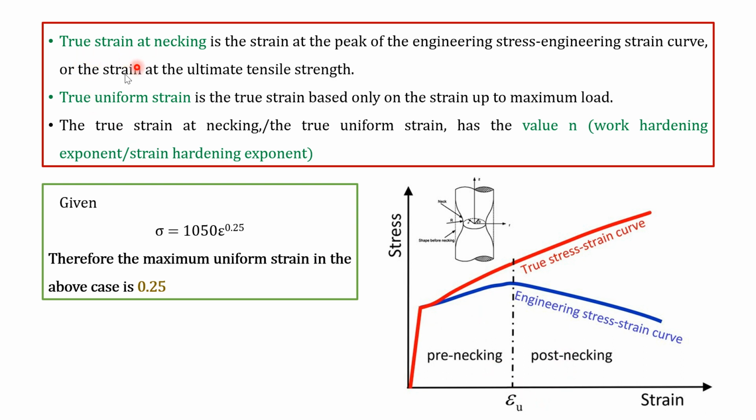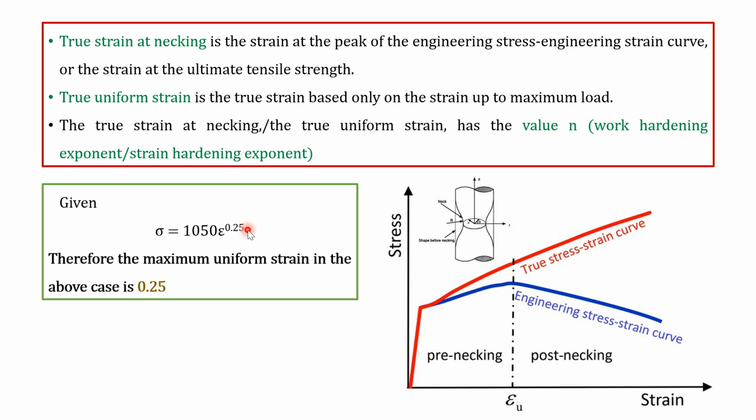So, for this particular problem we need to know two things. First, what is true strain at necking or true uniform strain? They're actually the same thing. That is the value of strain at the ultimate tensile strength. And what will be the value of the strain? It will be equal to the work hardening exponent or the strain hardening exponent, that is the n value. Therefore, maximum uniform strain is 0.25 from the equation itself.